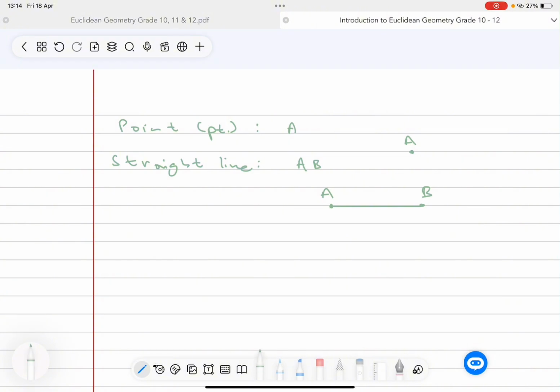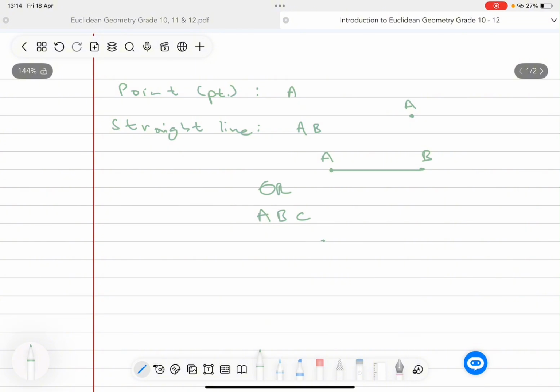Sometimes a line is drawn using three letters. So I can draw a line by saying ABC. This is to say that I have point A, then somewhere here I have point B, and somewhere here I have point C. Now when I join all these three points, I have a line that moves from A to C. So when you see three letters ABC, they also imply a straight line. So those are two different ways of drawing a straight line.